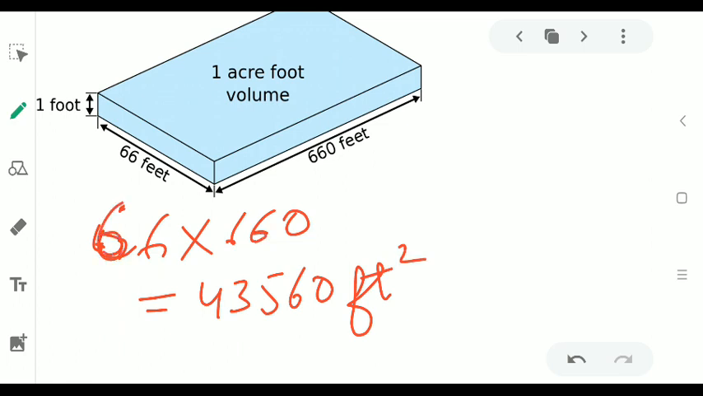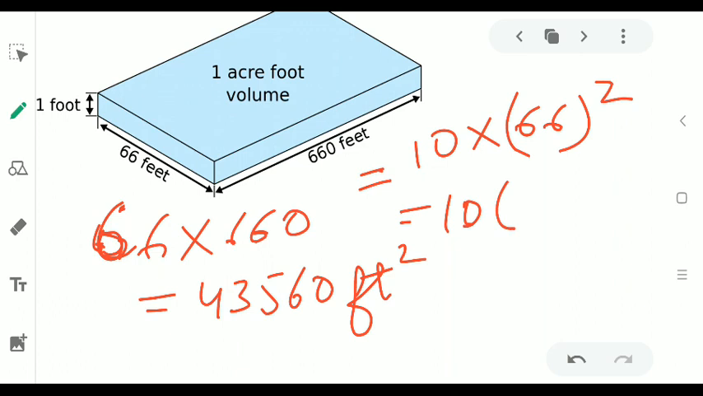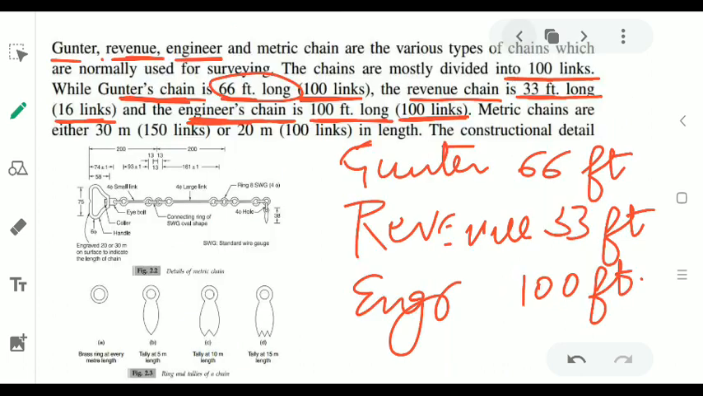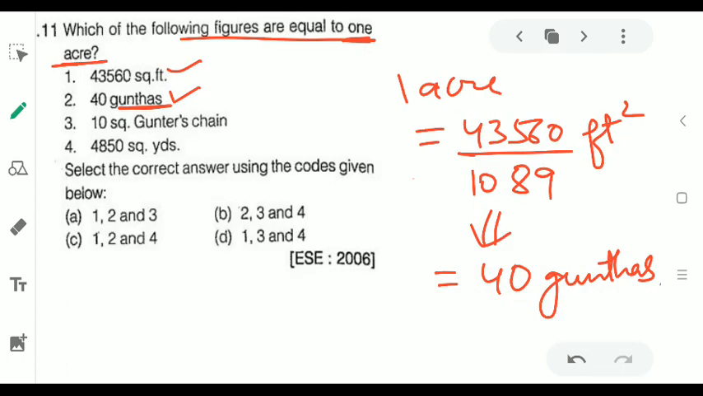Now we know that 66 is the length of one Gunter's chain. So if we adjust some values here, we will get it as 10 into 66 square. So that means it will be 10 into the Gunter's chain length squared. So the third option, given as 10 into the square of Gunter's chain, is also correct.